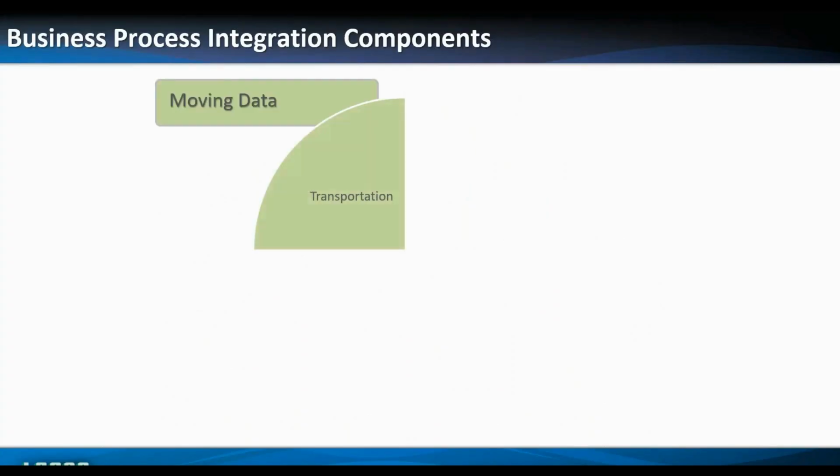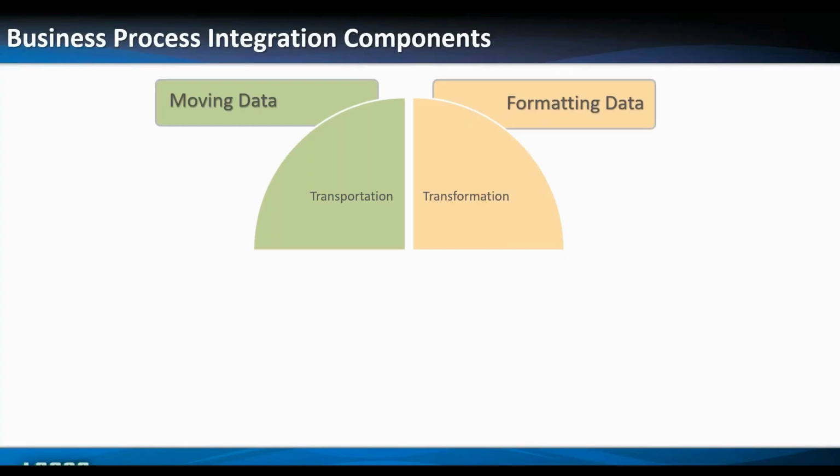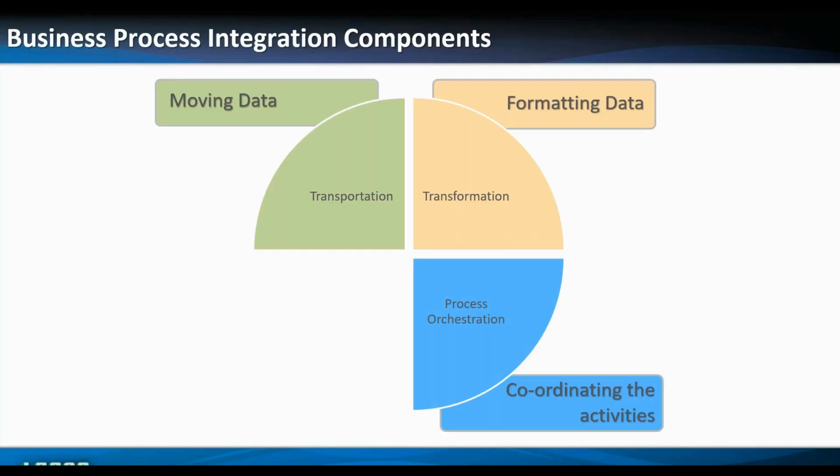So when we look at business process integration, there are 4 main areas that we really need to address. The first is getting the data. So how do we move the data? It's all about the transportation. We need to get it from point A to point B, whether that's internal or external. Once we have the data, what do we do with it? How do we make it useful for ourselves? Or if we're pushing the data out, what format do we need to put it in for our trading partners?